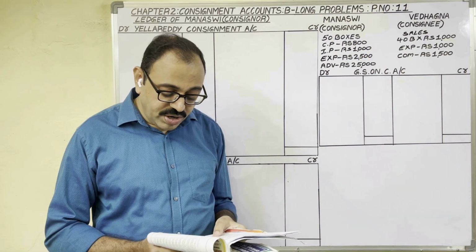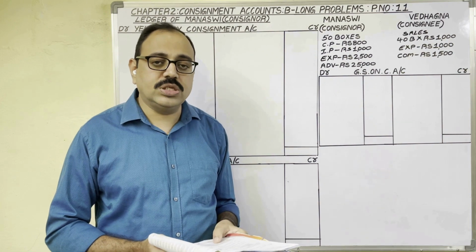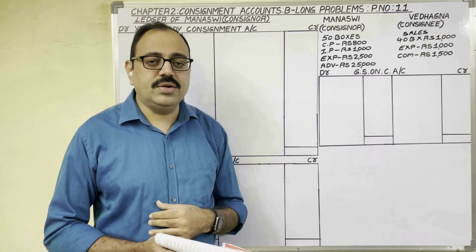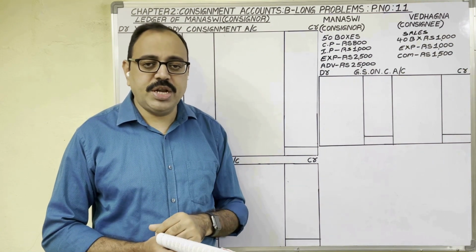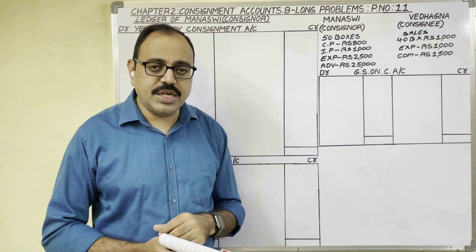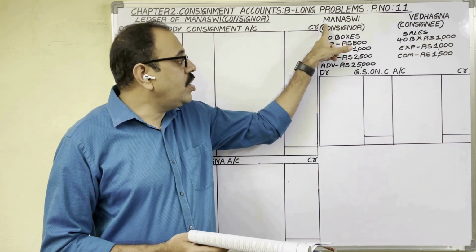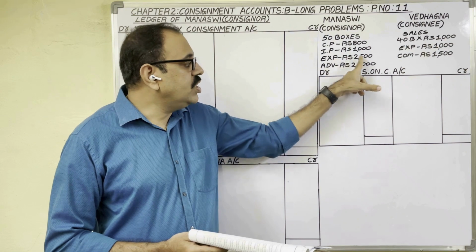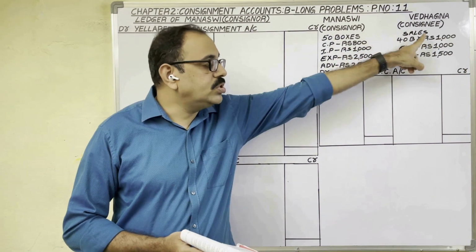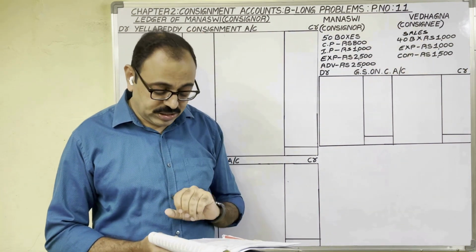Manasvi paid 2500 for forwarding goods. Forwarding means to send, maybe transportation expenditure or any other related expenses. The consignor is spending 2500 rupees to send these goods to the other place.